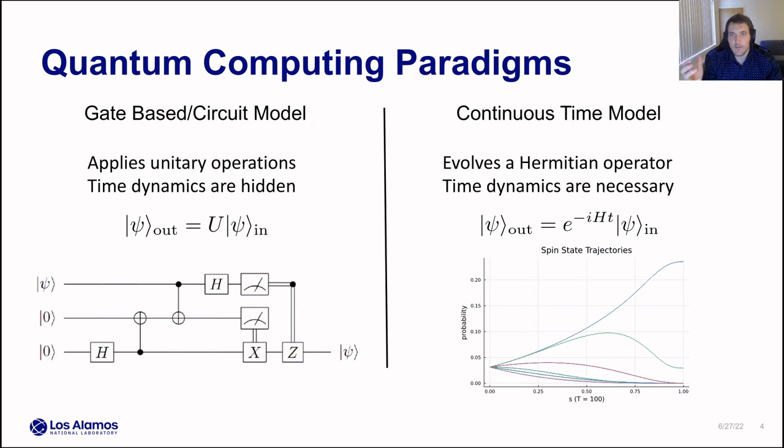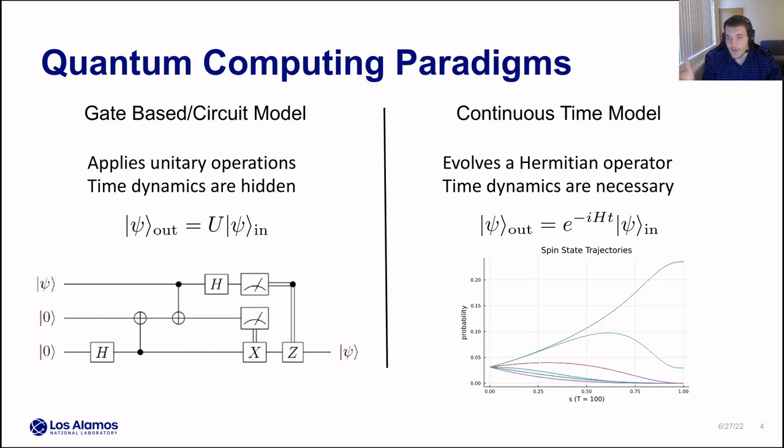In the continuous time model, you're evolving a Hermitian operator with time, and this evolution is itself unitary, but the unitary is dependent on time. You don't make any assumptions about it performing a specific action. This would be more easily compared to analog classical computers, whereas the gate-based model is more analogous to gate-based classical computers. So that may be a little bit of an explanation for why the gate-based model is so much more popular, because it just feels a lot more familiar.